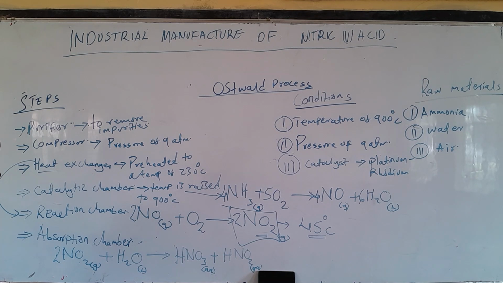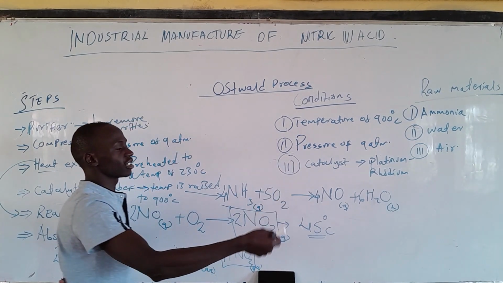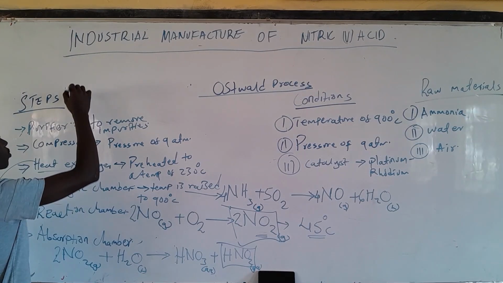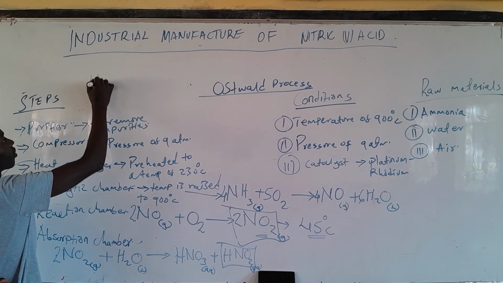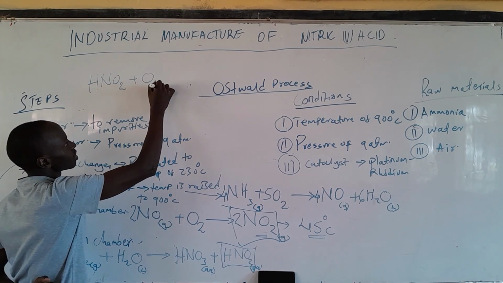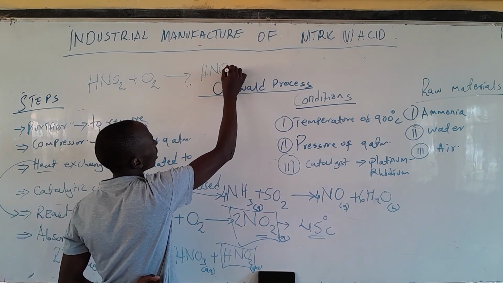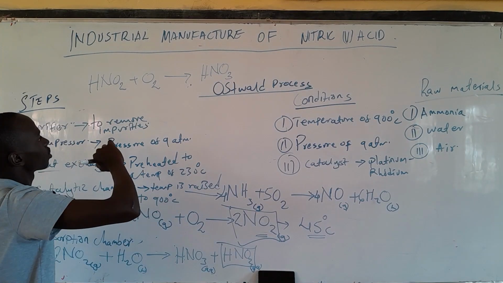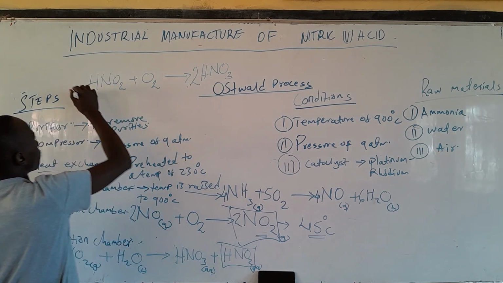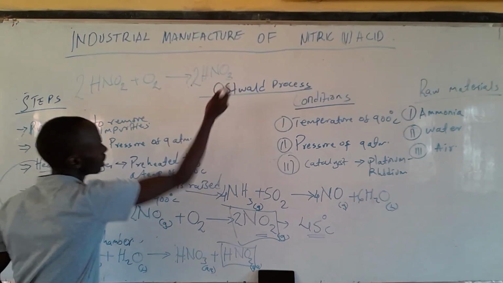It is balanced. The nitric 3 acid that was produced is further oxidized by the excess air to nitric 5 acid. So the other equation for the absorption tower will be nitric 3 acid further oxidized by excess air for us to obtain nitric 5 acid. To balance this one, we are going to put 2 here and a 2 there. So oxygen is 4, 6, it is balanced.